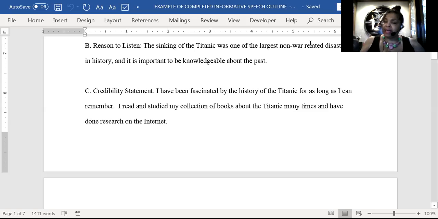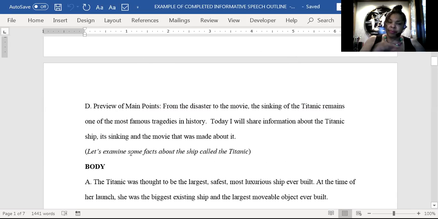Your central idea and your preview need to match. In your preview, you're telling us what you're going to tell us. Here you can expand it. It doesn't have to be small.